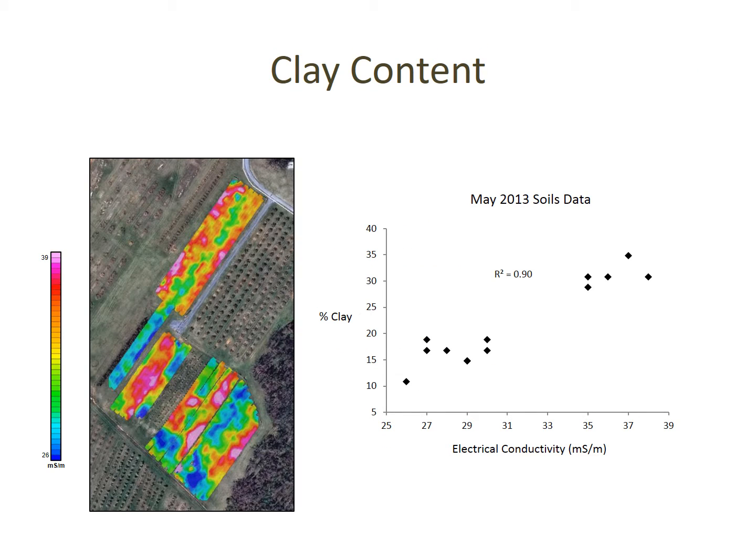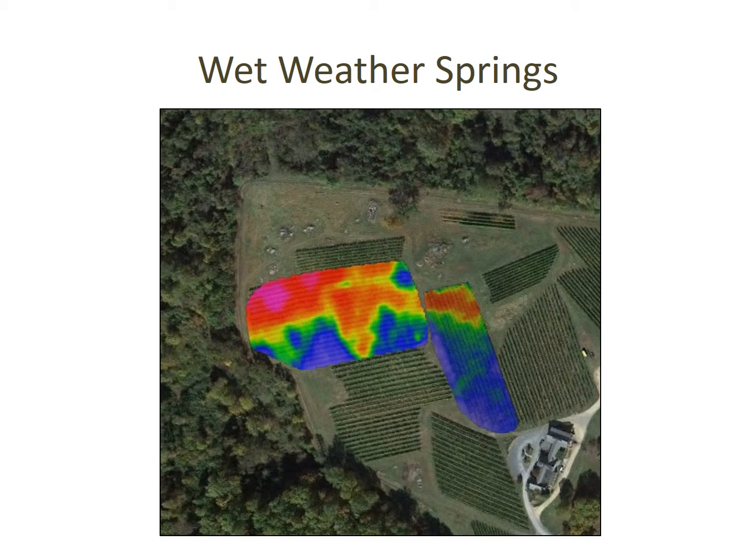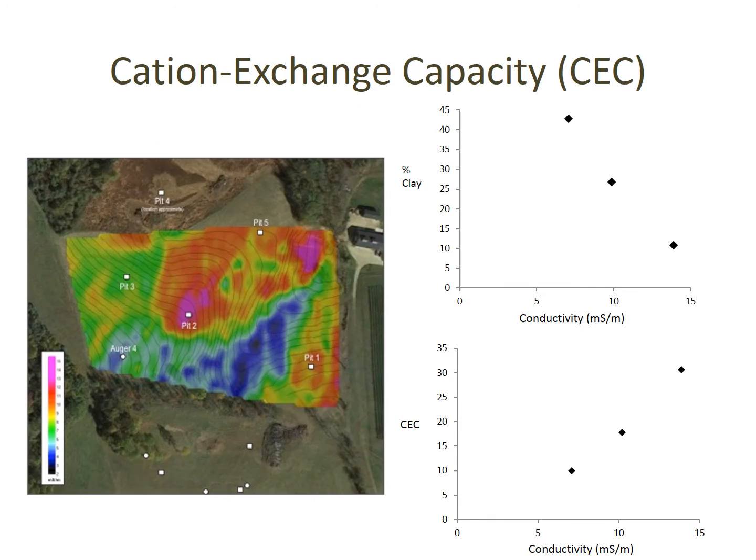Here's a map showing variable clay content. The pink areas represent high clay. The blue areas represent sandier areas. This is an example of a site where we identified some wet weather springs in the middle of summer. So the ground surface was dry, but the EM was able to map these subsurface springs, which have been a major headache for the grower over the years.